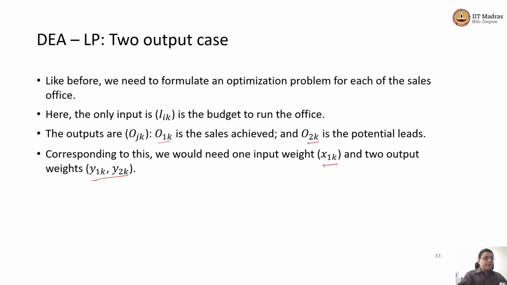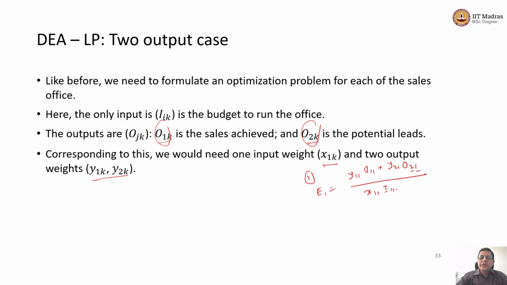So how would we formulate the problem? First of all, how do you define efficiency? Let us take sales office 1. How do you define efficiency? Efficiency is weighted output. What is the weighted output? Here there are two outputs. So Y11 O11 plus Y21 O21, Y21 being the weight on the second output for the first DMU, divided by weighted input. There is only one input, which is X11 I11. So that is going to be the expression for the efficiency.